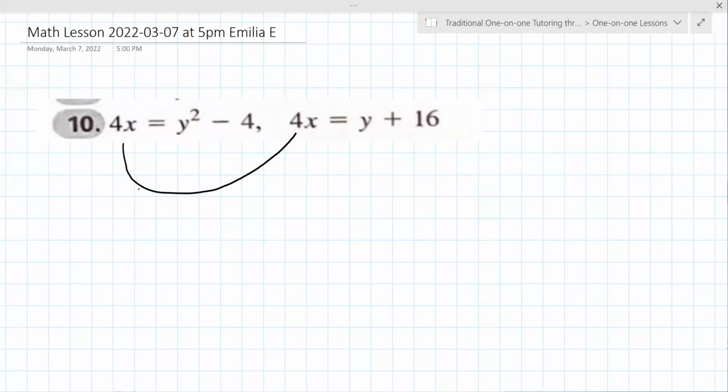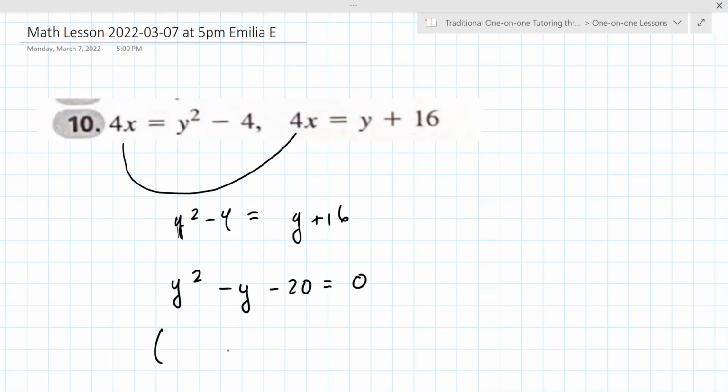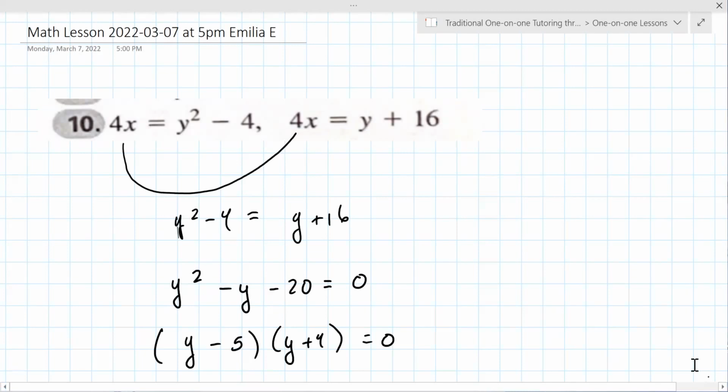All right, so because they're both solved for x, you can actually just set them equal to each other. You can set y squared minus 4 equal to y plus 16. And then you move everything left, so you get y squared minus y minus 20 equals 0. So you factor that and you get y minus 5, y plus 4. So then it's y equals 5 and negative 4. Yes, and those are your bounds.